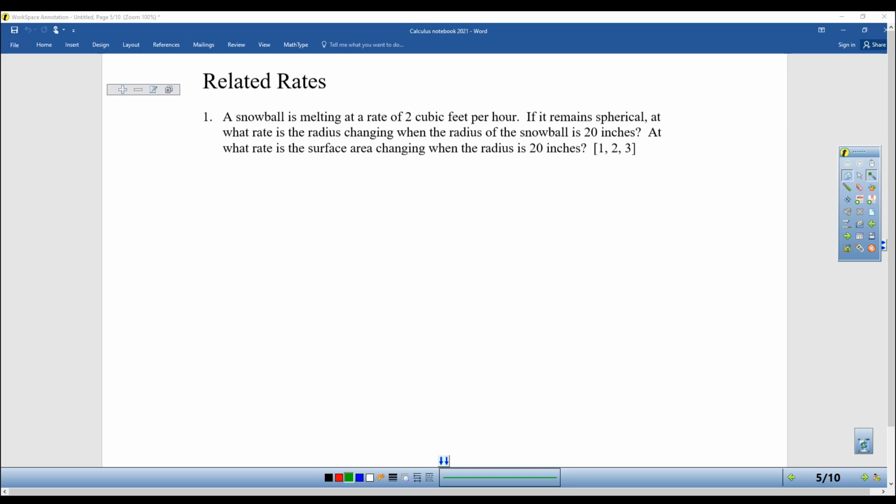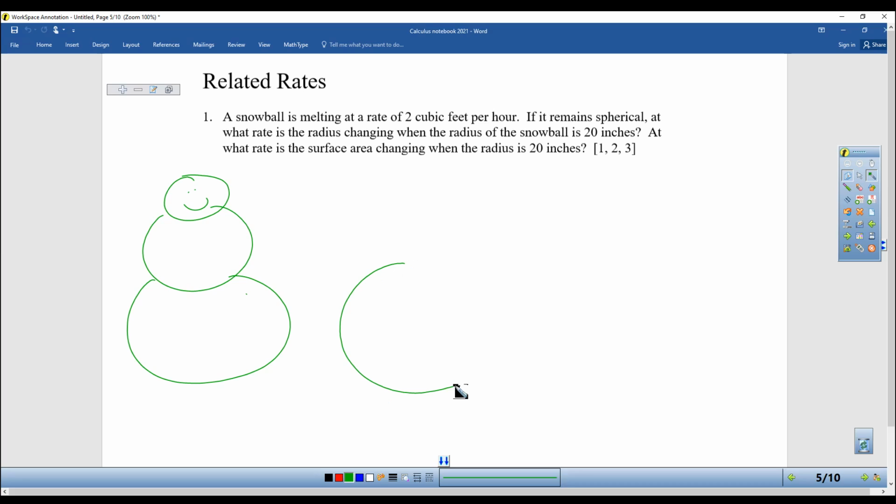The first one says, a snowball is melting at a rate of 2 cubic feet per hour. Some days I get lucky and I teach this when there's actually snow on the ground. But of course, I have no idea what day you're watching this. So I've got myself a nice snowman here. And eventually, as you can imagine, it starts to fall apart until you have just that one big one left in the yard. Can you picture it?